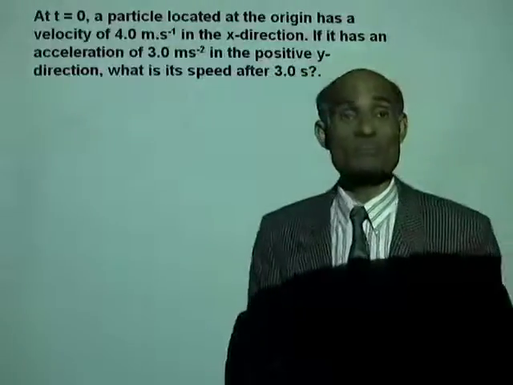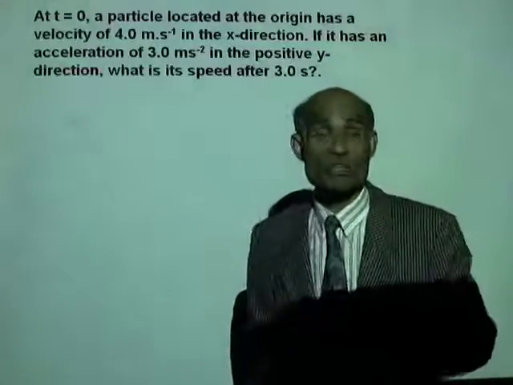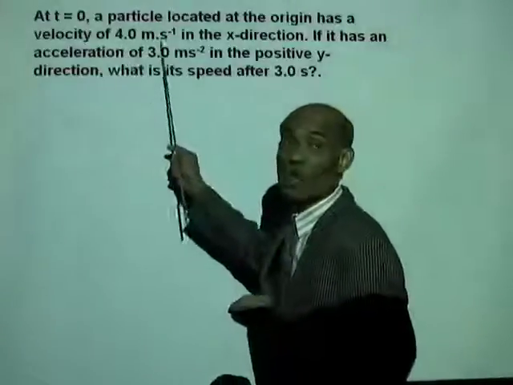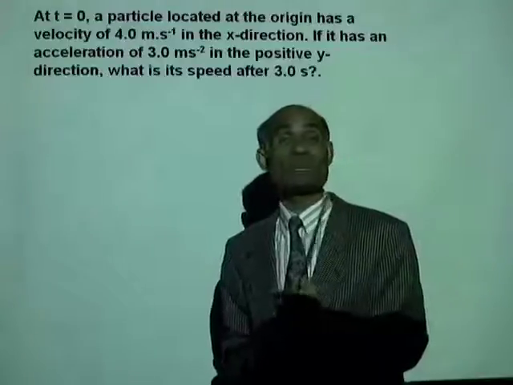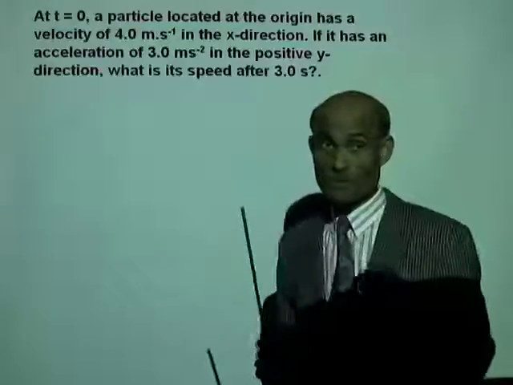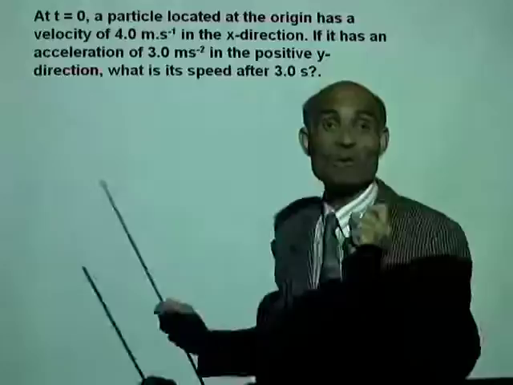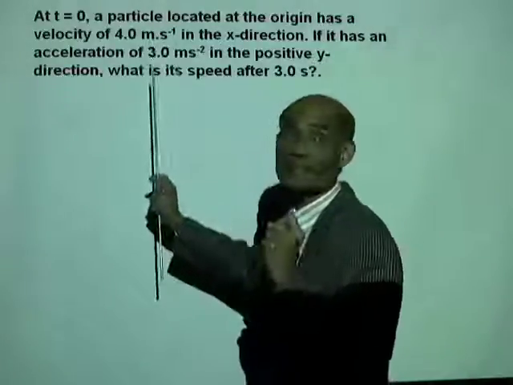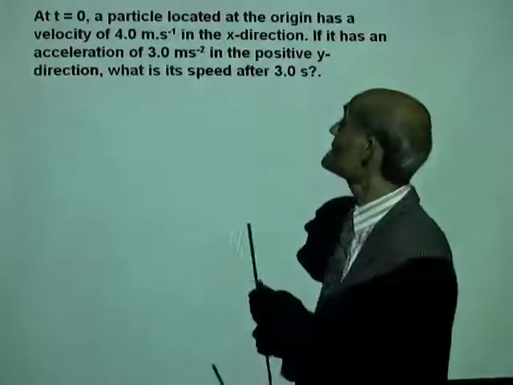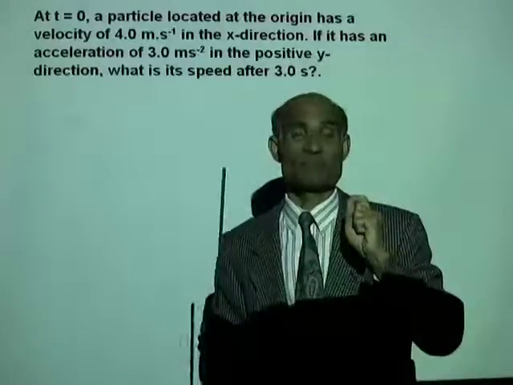Alright, can you picture this problem? A particle is at the origin in the beginning at t equal to 0, and it has a velocity of 4 meters per second in the x direction. That means it has no velocity in the y direction. All its velocity is in the x direction. And now it has an acceleration of 3 meters per second squared in the positive y direction. You see that?